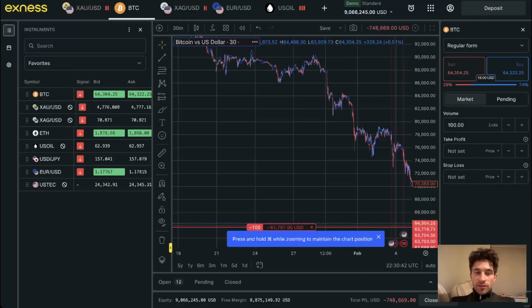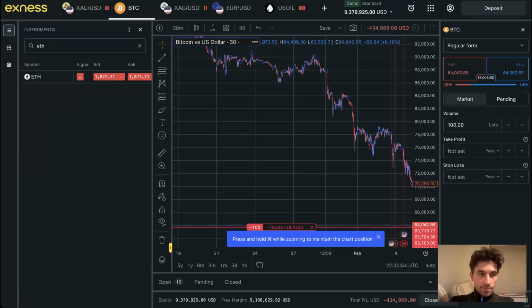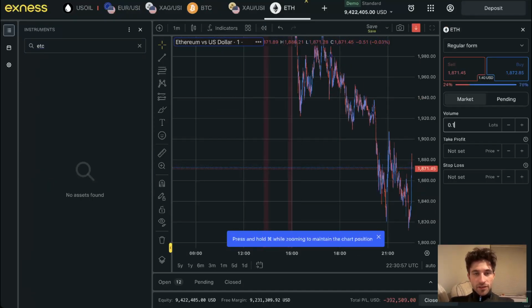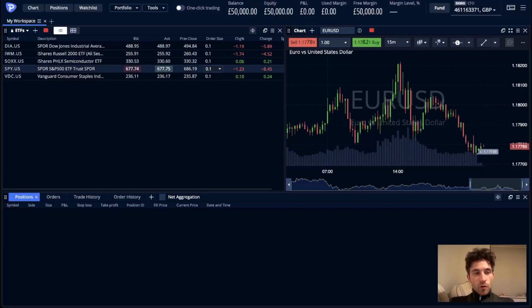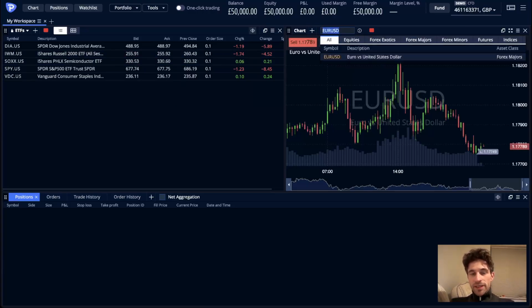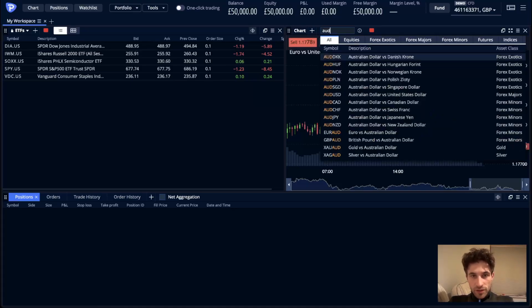Another thing that I find quite a lot easier on Exness as well is the way that you can find the different commodities that you're looking to trade. Over here, we have a nice big instrument box. We can search, for example, for Ethereum, click onto Ethereum right here, and this is going to open up in a new tab. Whereas with Pepperstone, you can see that we have all of the things that are in our watch list right here. But if we want to find something, rather than a search box specifically, we can come in and, let's say, we want to go AUD. You can see that they pop up right here. It's just not as good.